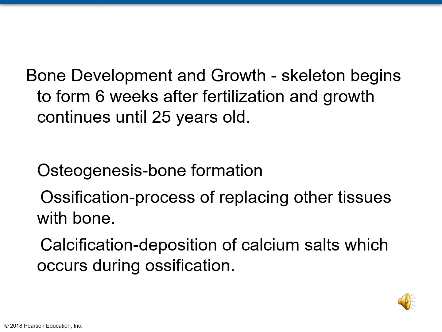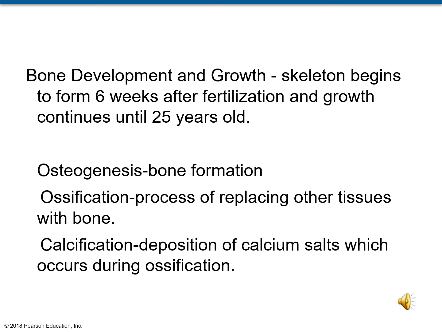Bones and the skeleton begin to form about 6 weeks after fertilization, and growth continues until 25 years of age for some of your bones. The last bones to fuse together and finally stop growing are in the hip area. The coxal bones, or os coxa, are the last to fuse.